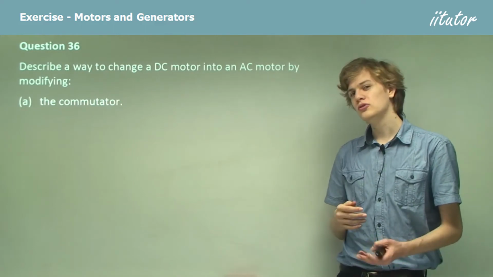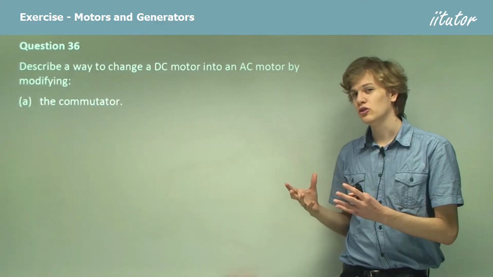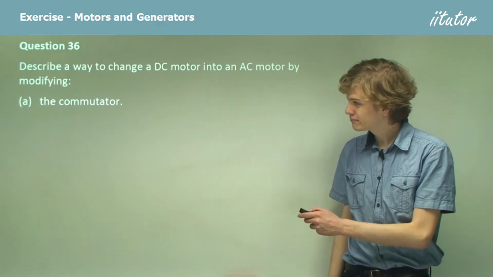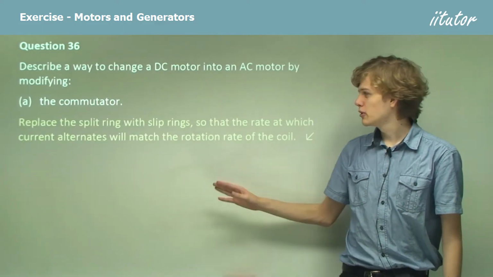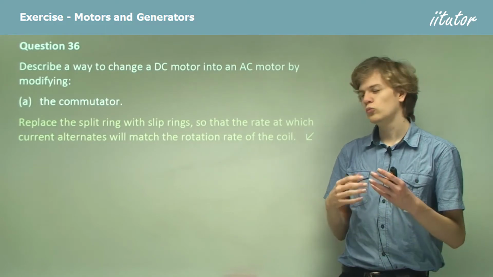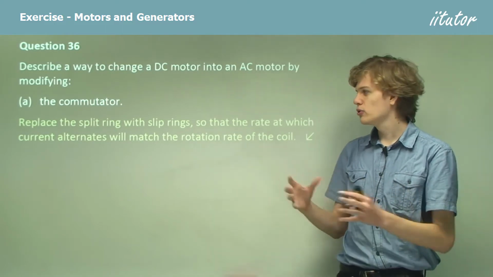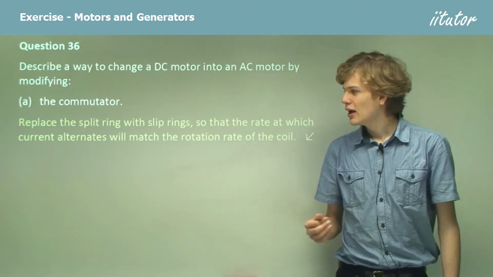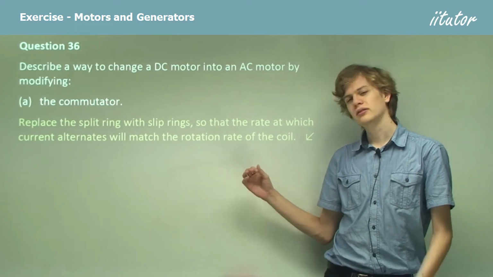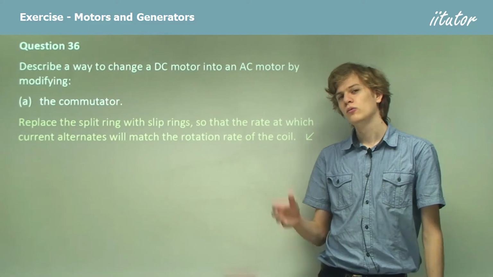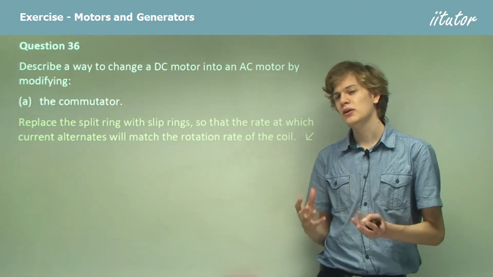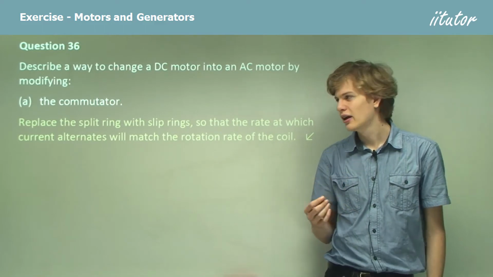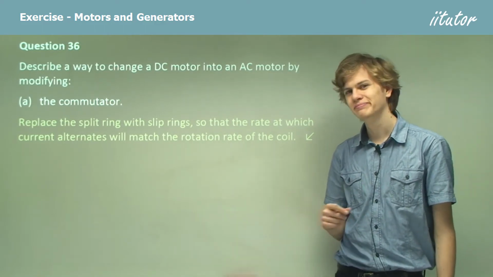Well, we have to stop using the split ring commutator and start using slip rings. Replacing the split ring with slip rings will make the current through the coil alternate back and forth, right? And if that alternation matches the rotation rate of the coil, we'll just be able to keep it spinning, right? Of course, if it slows down a bit, we won't be able to keep this up.